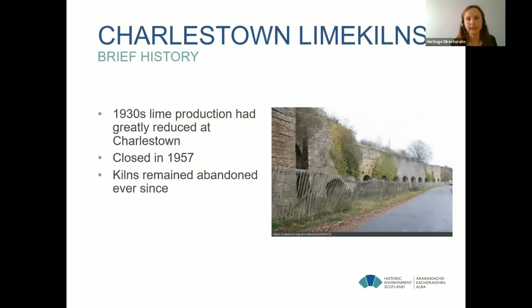By the 1930s, lime production had greatly reduced at Charleston, which brought about a winding down of the industry for the next 20 years. It was eventually closed down in 1957. And the Charleston Lime Company, who owned the site since 1890, sold off their vehicles and equipment, and some of the buildings were demolished on the site, such as those to the Kiln Head. So the Kiln Head is the top of the kilns. The demolition rubbish of those buildings was then thrown down into the kilns, and the kilns themselves remained abandoned ever since. And by the 1990s, the lime kilns had become dangerous and overgrown.